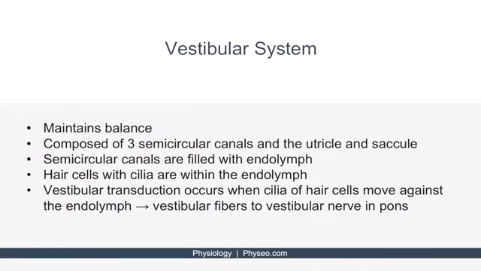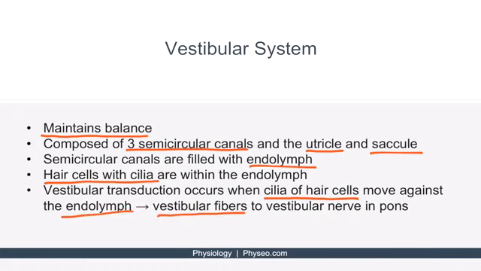Now let's talk about the vestibular system. Now the vestibular system is quite simple in that it maintains balance. And it's composed of 3 semicircular canals, as well as the utricle and the saccule. Now these semicircular canals are filled with endolymph, and there are hair cells with cilia within the endolymph. So vestibular transduction occurs when the cilia of the hair cells move against the endolymph. This will cause vestibular fibers to send signals to the vestibular nerve in the pons.